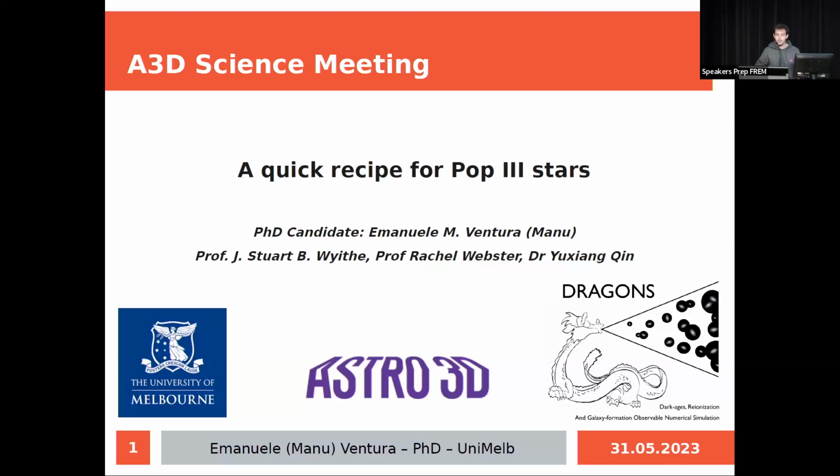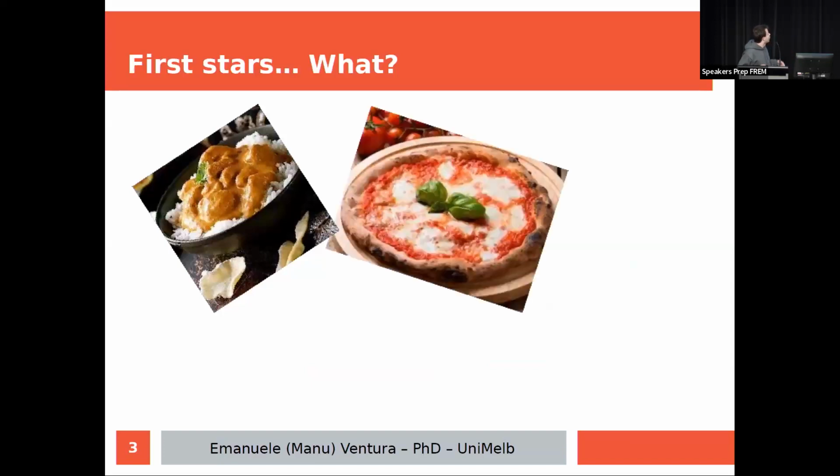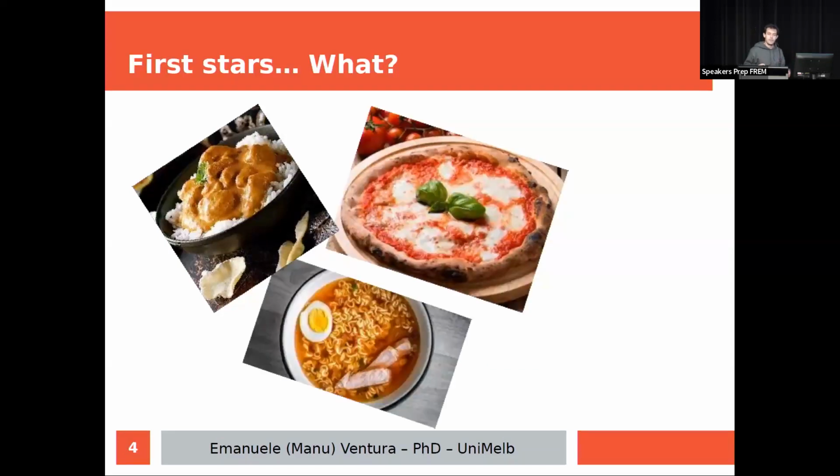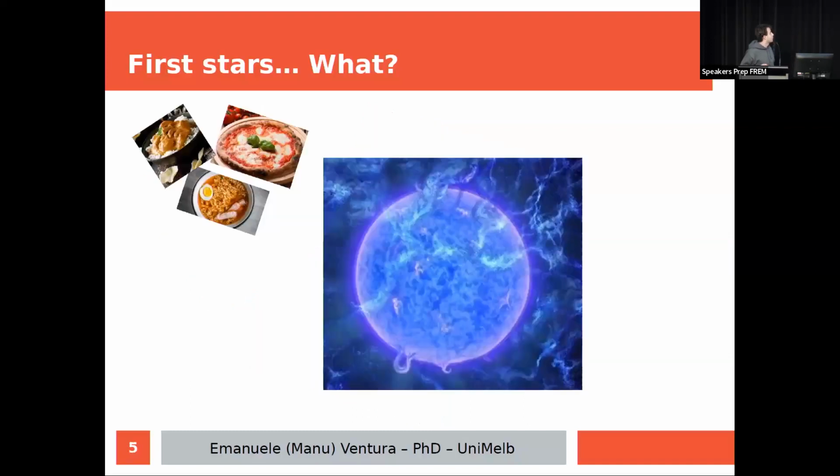So as you can see from the title of my presentation, my talk will basically be a cooking class. And the first thing that you need to decide when you want to cook is what you want to cook. Because of course the recipe is going to change if you want to cook butter chicken or pizza or ramen. Well, in my case, I want to cook population 3 stars.